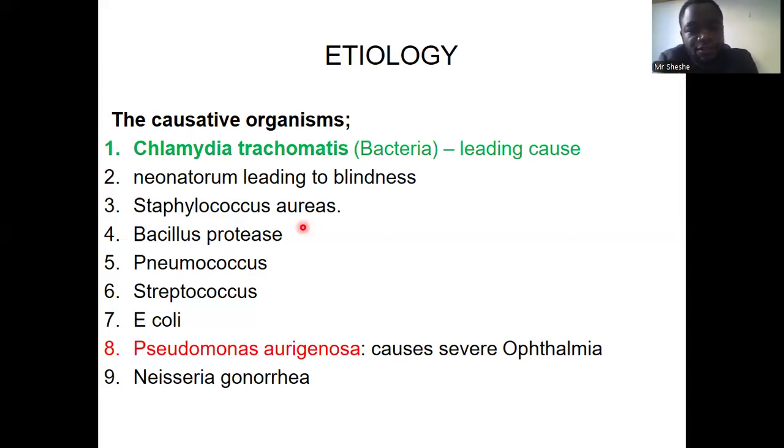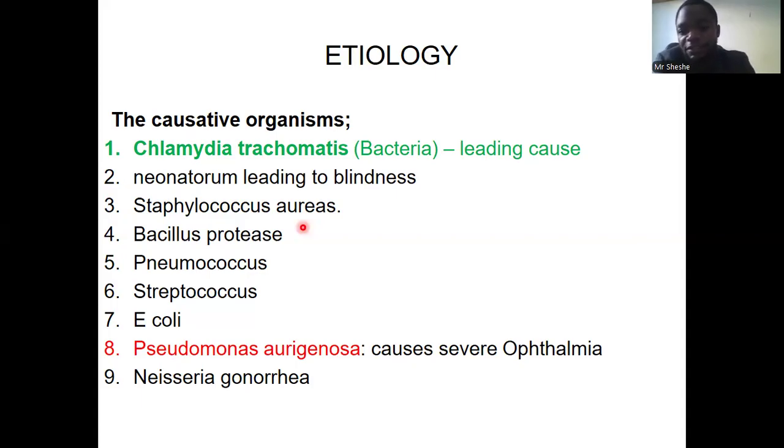blindness can result. Other causes, we have Staphylococcus aureus, pneumococcus, streptococcus, E. coli. E. coli is among the common causes as well because of the commonality of this bacterial infection. So this microorganism can be passed from the nurses who are managing the baby. Poor hand washing, poor aseptic techniques, and then baby's eyes become contaminated, or indeed the mother herself because of poor hygiene. E. coli is part of our normal flora from the digestive tract.